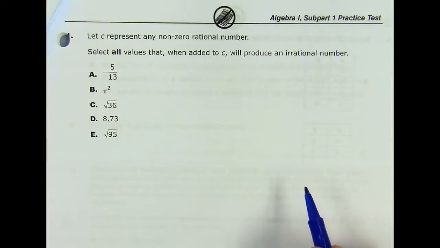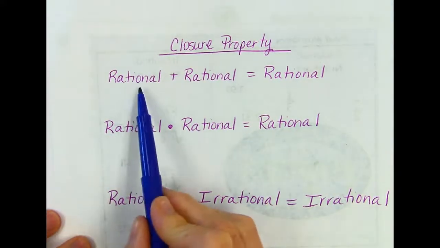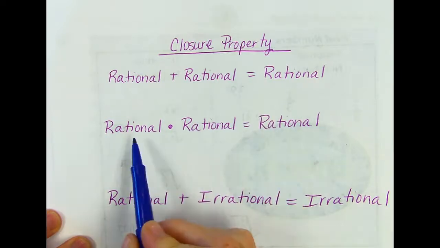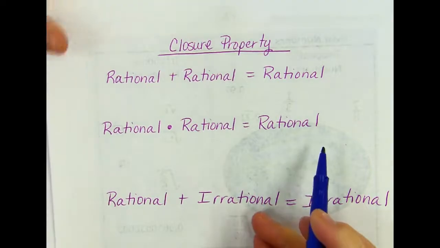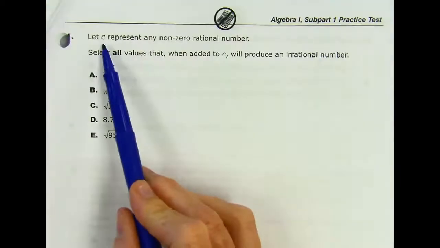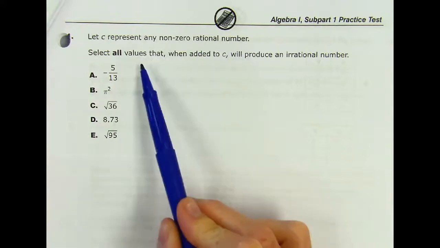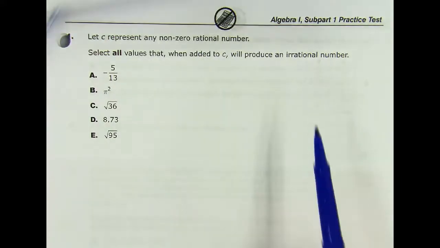So going back to the problem, it is asking you also to recall what it means to be a closed set. So recall that the closure property says you can have a rational plus rational to get a rational number back, or rational times rational for rational. But this problem is saying that C is a non-zero rational number. Select all values that when added to C will produce an irrational number.